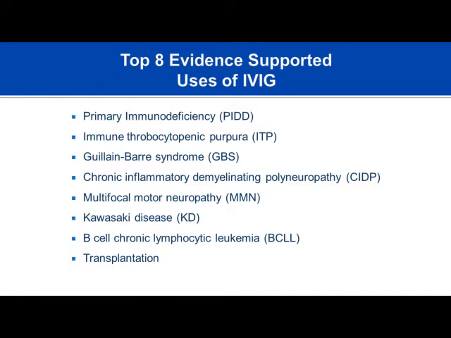However, there are well over 100 different uses of immunoglobulin described in the medical literature. And on this slide, I'll point to really what end up being probably the top 8 supported uses of IVIG, and by that I mean supported by evidence. So that is primary immune deficiency, immune thrombocytopenic purpura, Guillain-Barré syndrome, chronic inflammatory demyelinating polyneuropathy, multifocal motor neuropathy, Kawasaki disease, B-cell chronic lymphocytic leukemia, and in transplantation. But again, that's just 8, and there really are quite a few more.